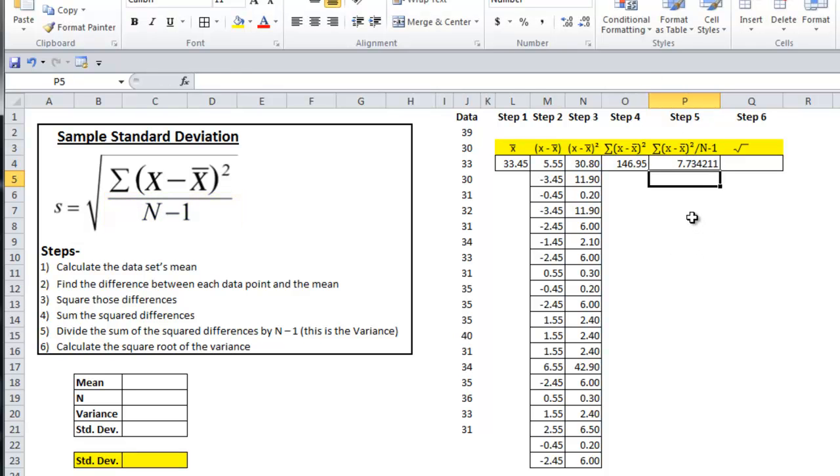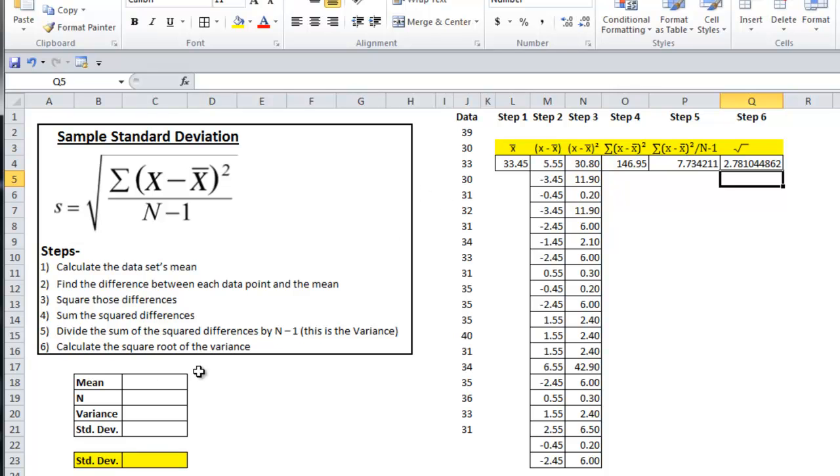And if we stopped there, 7.734 would be the variance. And if we continue on to step 6, by calculating the square root of the variance, we'll get the standard deviation, which equals out to 2.78.